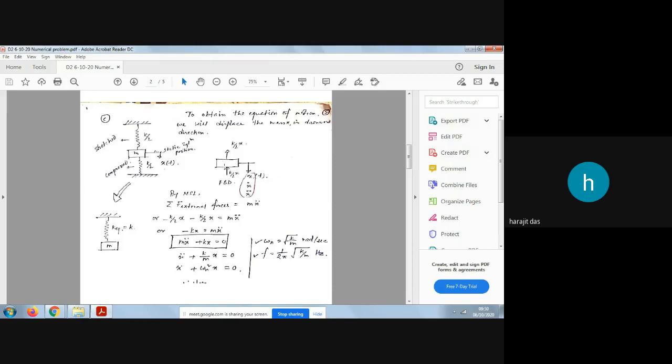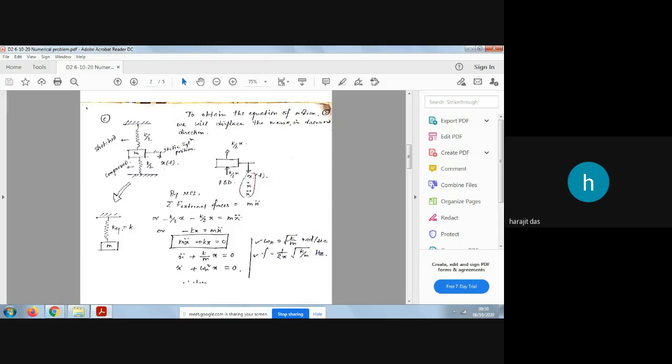So we will not write that force, the mg force, because it was balanced in the static equilibrium condition by k delta st. Only the external forces we will be writing. So minus k by 2 x minus k by 2 x will be equal to m x double dot, because this is the inertia force. By Newton's second law of motion, we will be writing this one. So this equation will give you the equation of motion.